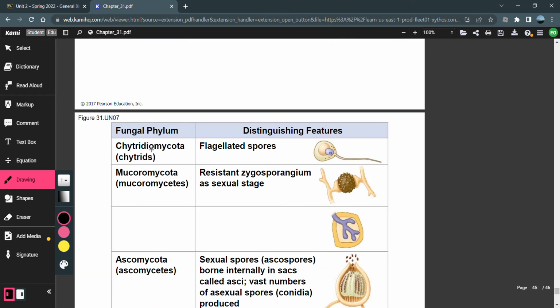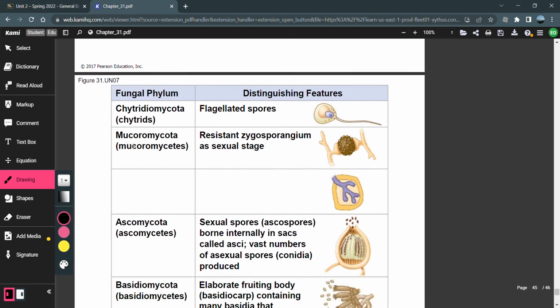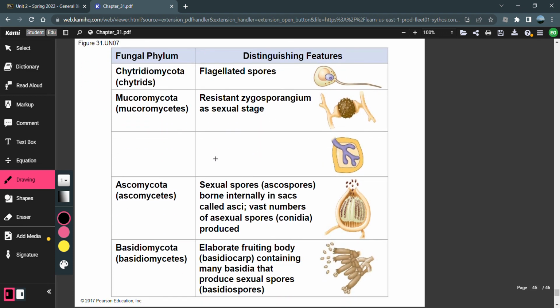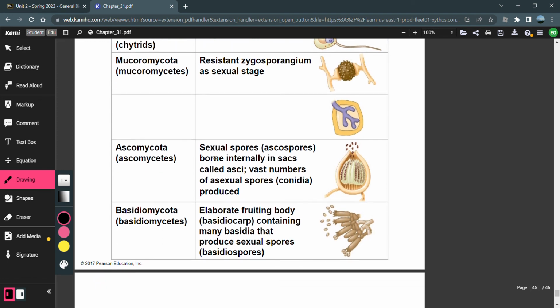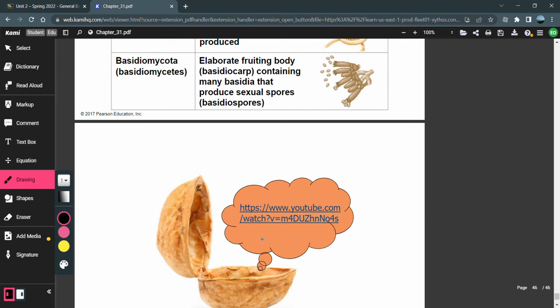So here is a sum up. Chytrids have flagellated spores. Mucoromycota have a resistant sporangium as a sexual stage. Ascomycota have sexual spores, ascospores, born internally in sacs called asci, and vast numbers of asexual spores called conidia are produced. And the Basidiomycota have an elaborate fruiting body, the basidiocarp, containing many basidia that produce basidiospores.